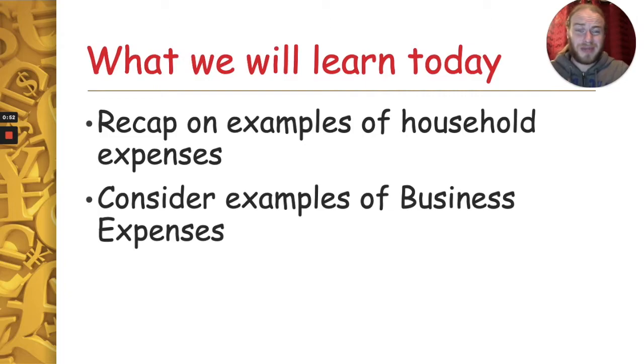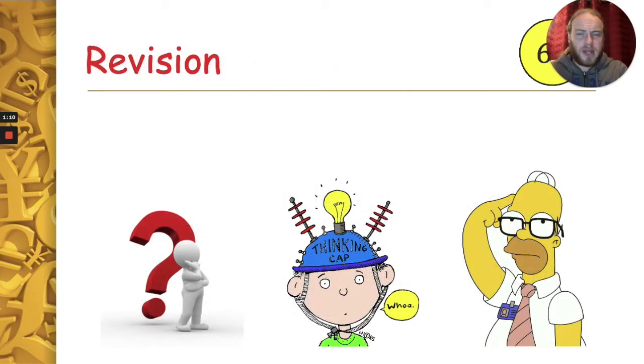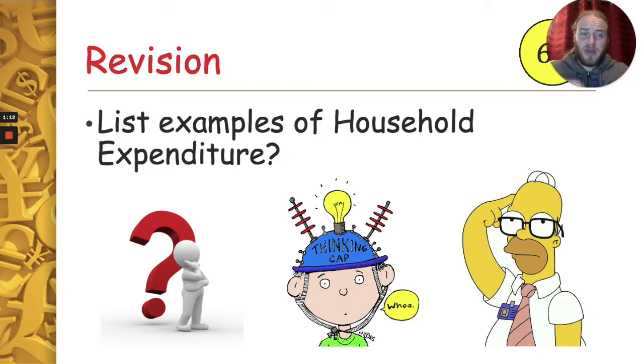So we're going to look at some examples of household expenses and business examples, but then we're going to look at the key terms used in the profit and loss account. Profit and loss account, just to recap, is in the income statement. It's below the trading account, which we just looked at in the last few videos, and ultimately takes the gross profit, takes away our expenses to find us what the net profit is. But we learn more about that in the next video. This video is about the theories to what each of the things mean in the profit and loss account.